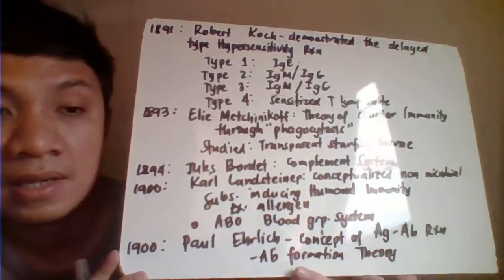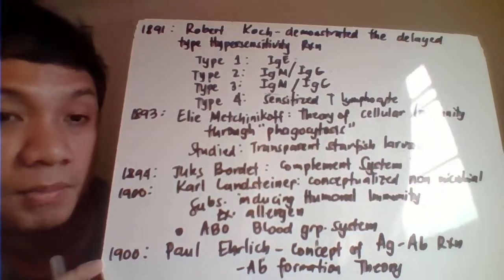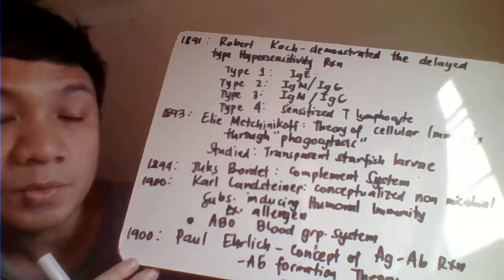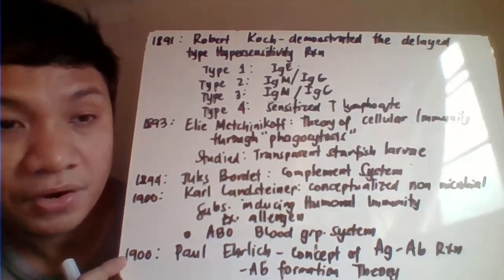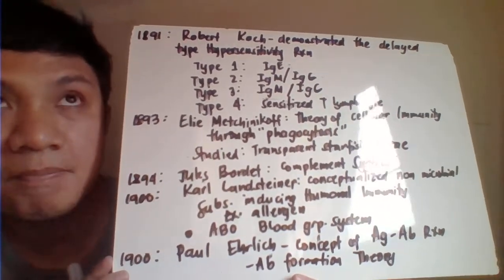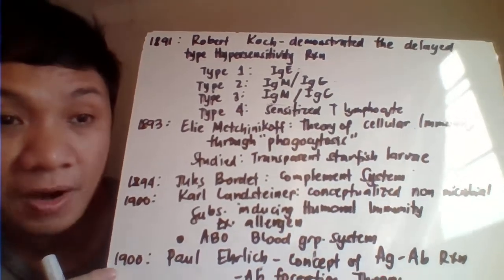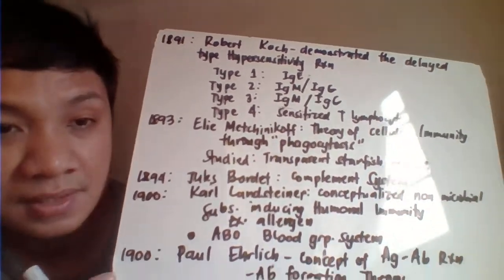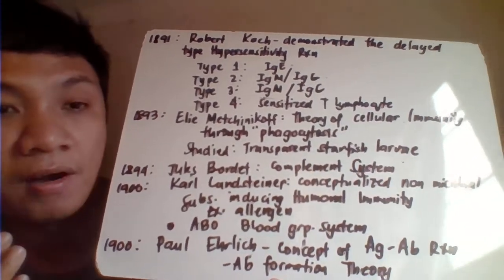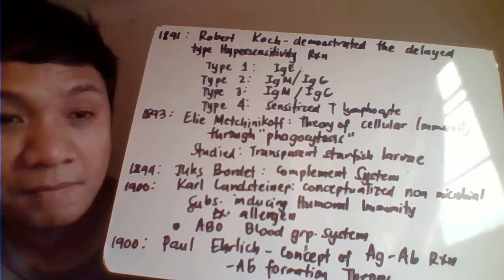In 1900s, Karl Landsteiner will try to discover here the ABO blood group system, in our blood banking. Aside from that one, Karl Landsteiner also tried to conceptualize here the existence of non-microbial ways of antibody production. Usually our body tries to develop antibodies against pathogens, and those are microorganisms, like being exposed to the bacteria or viruses or even parasites. So, those are your microbial organisms.